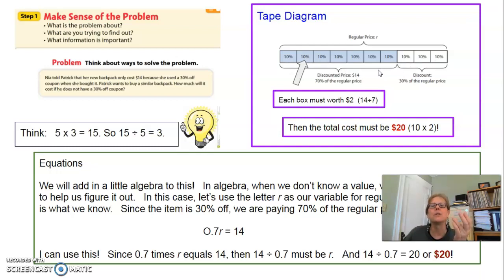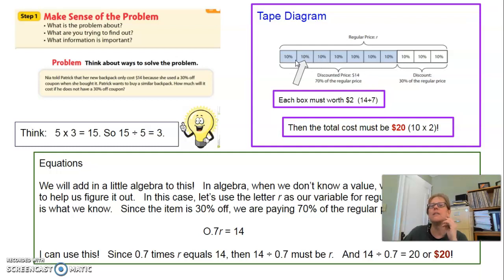Then he was thinking to himself, well, Nia paid $14. That had to be 70%. Now remember, in a previous lesson, we talked about this. If it's 30% off, then you're paying 70% of the cost. So Patrick's like, well, I know that Nia paid 70% of the cost, and that's $14. So right here, he knows the 30% would be the discount.